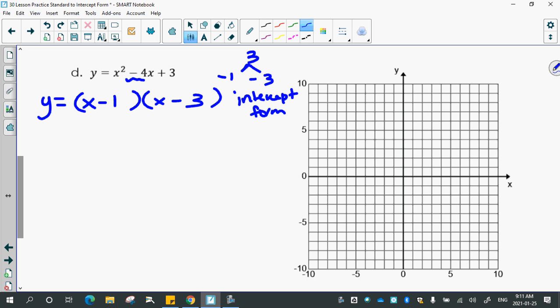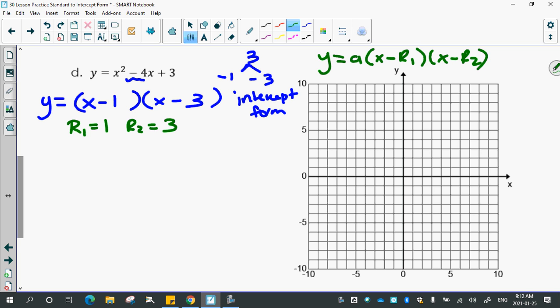So remember, intercept form looks like this. It's got subtracts or minus signs in the formula. So you should be able to look at that and pick out your two x-intercepts now that it's factored. So there's a minus sign in the first bracket, so R1 should be 1. There's also a minus sign in the second one, so R2 should be 3. Everybody good there? Those are your two x-intercepts, so I'm going to put them on my graph at positive 1 and positive 3.